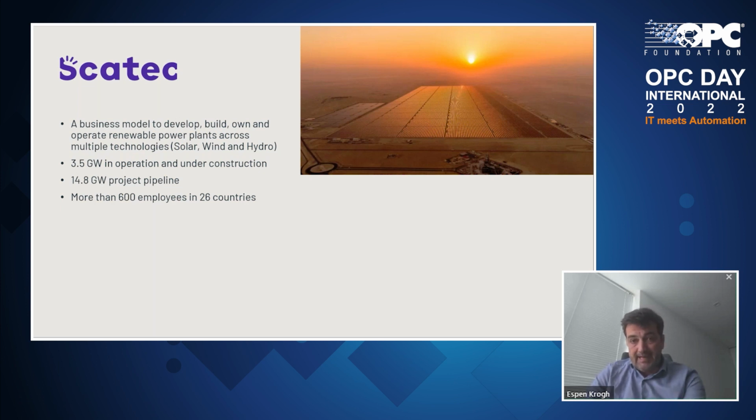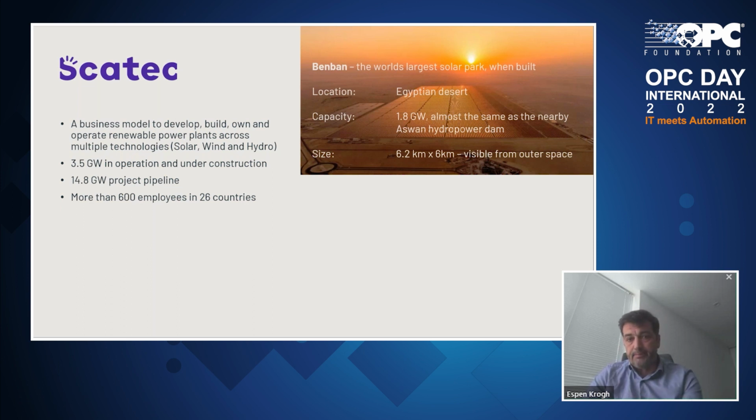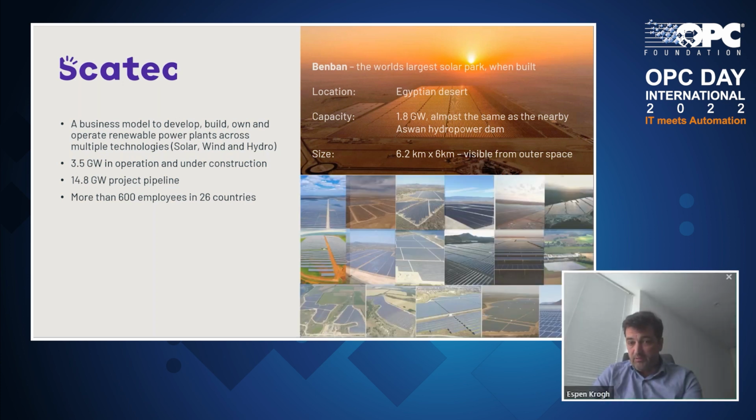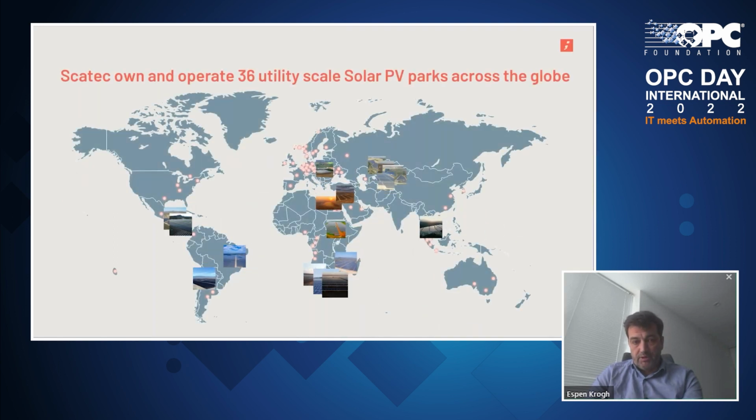They have this asset that I introduced in the keynote, Benban, the world's largest solar park when built. It's in the Egyptian desert, with a capacity of 1.8 gigawatts. I believe Scatec operates about 400 megawatts of those. It's visible from outer space. But Scatec has a lot more solar parks than this one across the globe. So this is the rough structure of where they're located in various geographies. You can see all the way from South America over to Vietnam and Burma.